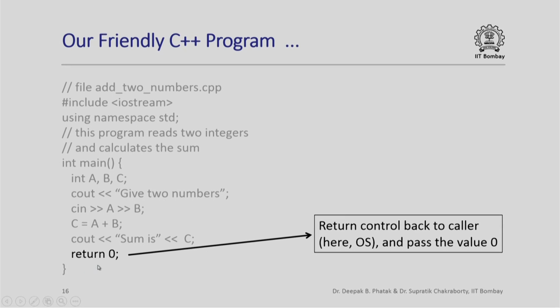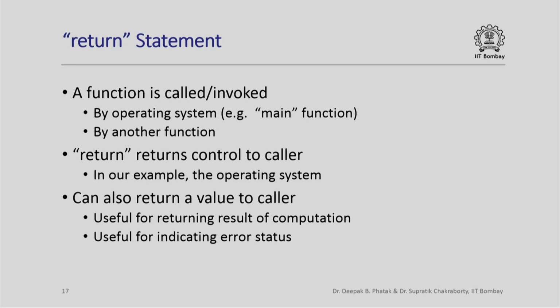Here at the end of the program we have a statement called return 0. This is also a very important component of a C++ program. This is used to return control back to whoever called the function. Here we are in the main function, so whoever called the main function, that is the operating system in our case. So by executing the statement we are returning control back to the operating system, and we are also passing the value 0 back to the caller, here the operating system.